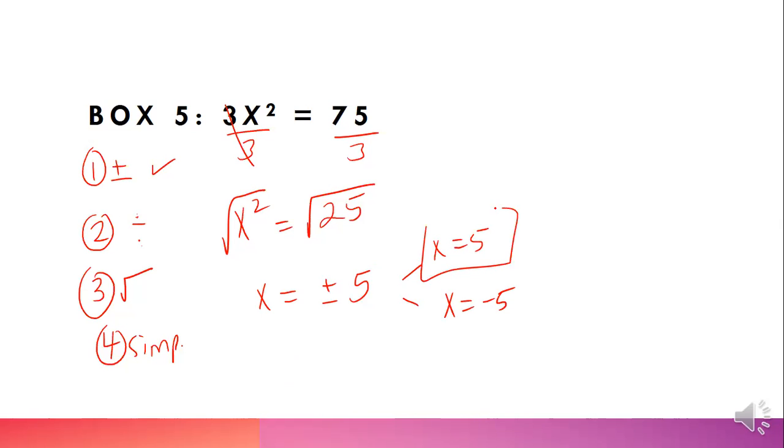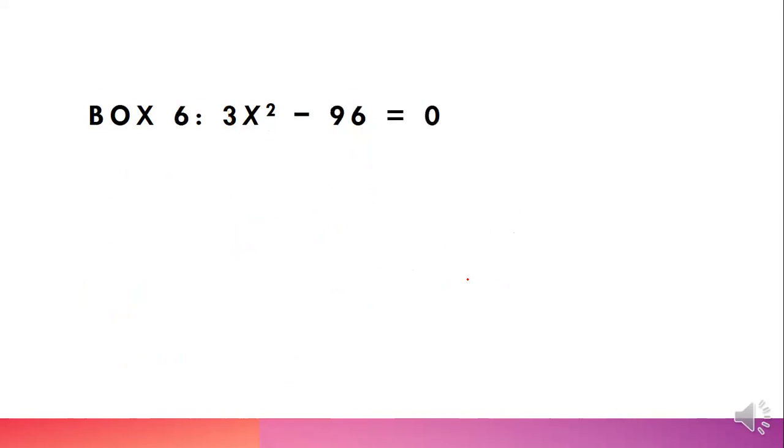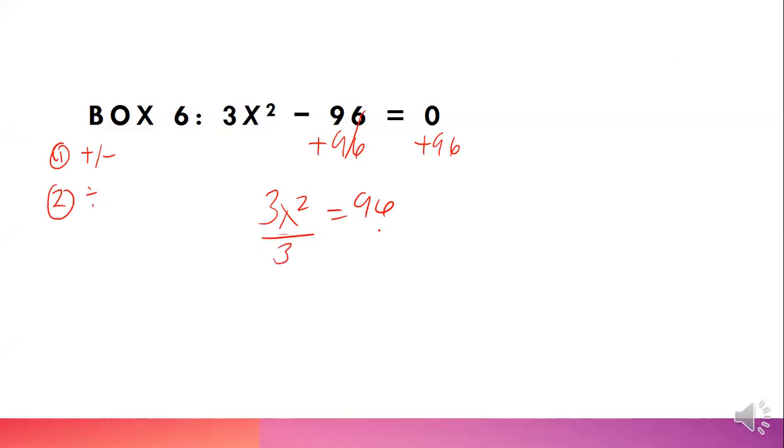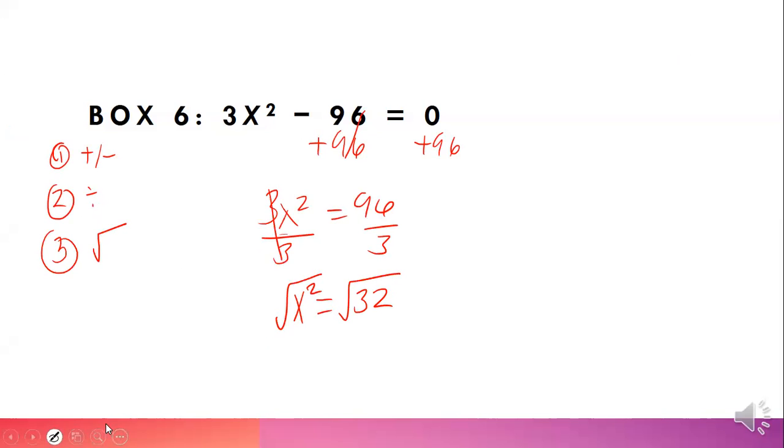Yes? All right, last one. Here we go. So step 1, you should have added or subtracted. In this case, you should have added 96. How are we at step 1? Okay, step 2, you should have divided by 3, which gives us x squared equals 32. Step 3, you should have taken the square root. Step 4 is to simplify.